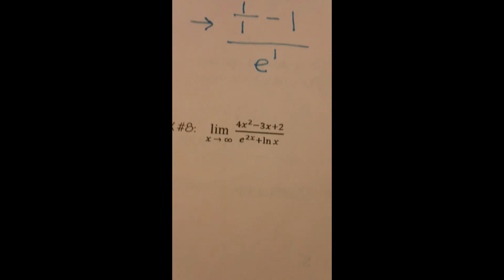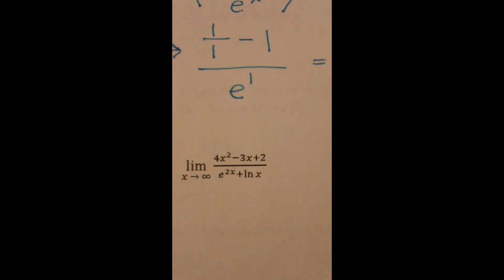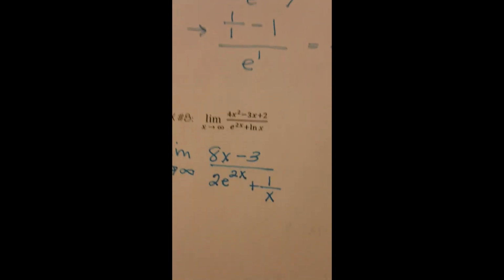However, if you look at example 8, the degree to this one is 2, the degree to this is 2x, so they don't match up. So we're going to actually have to take the derivative here. So limit as x approaches infinity of 8x minus 3 over 2e to the 2x plus 1 over x.